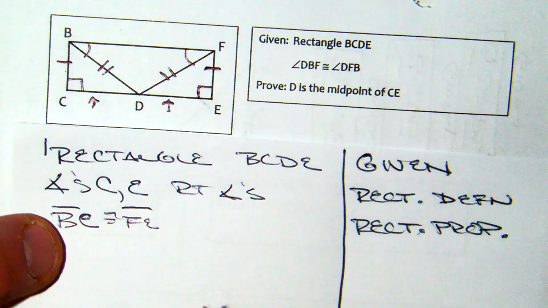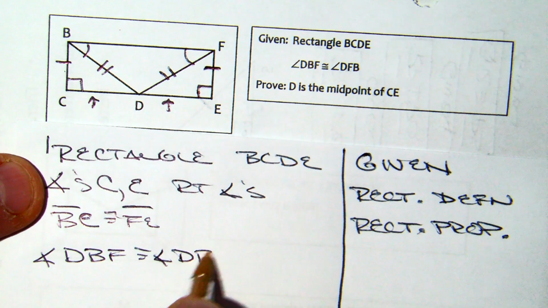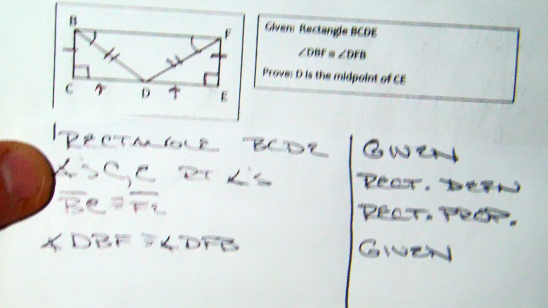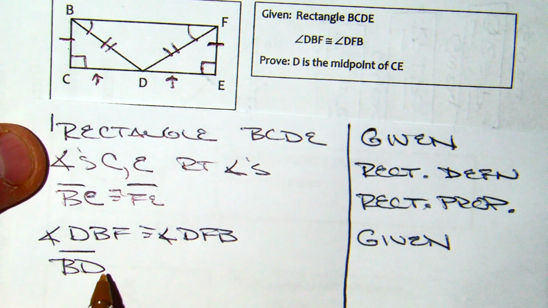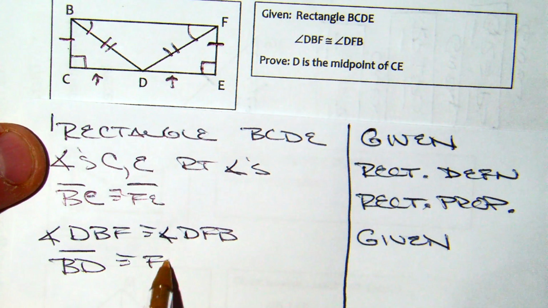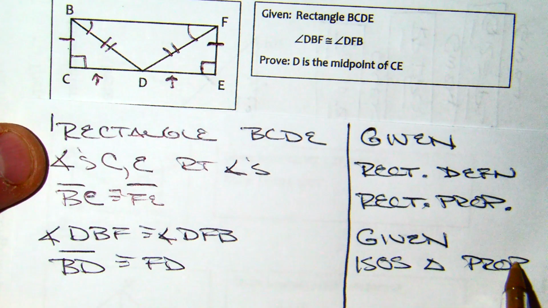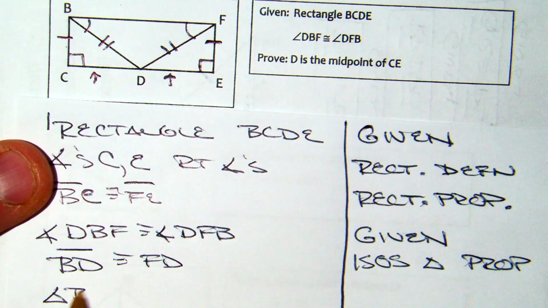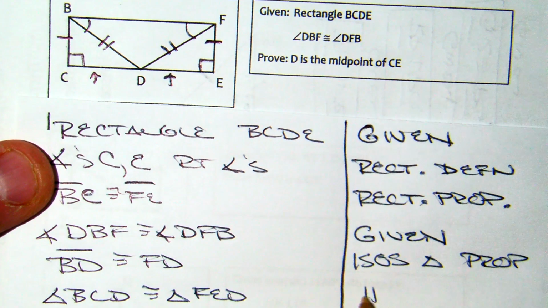Alright? Then they told us that angle DBF is congruent to angle DFB, which was given. We use that to say what two segments were congruent. BD and FD, good. Isosceles triangle property. At that point, the two triangles were congruent, so BCD, with C being the right angle, is congruent to FED by hypotenuse leg.